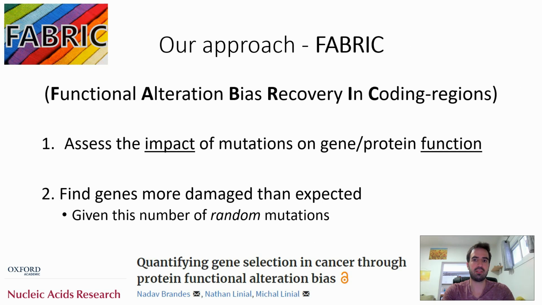So we developed Fabric, a new method that works in two simple steps. So first, given the list of observed mutations, it will try to assess their impact on protein coding genes. And then second, it will try to find those genes that seem to be more damaged than expected. And I will say that this work was actually recently published in Nucleic Acids Research. So if you want to read and learn more about the method, you can find it there. And actually it has the exact same title as the title of this talk.